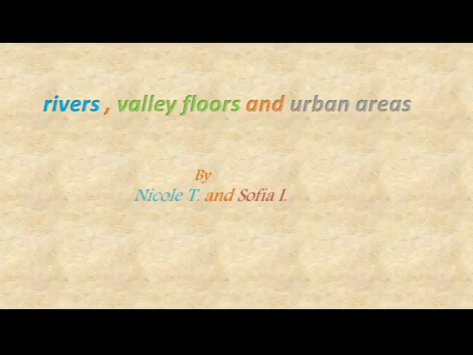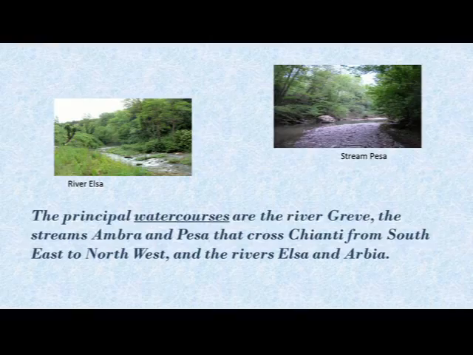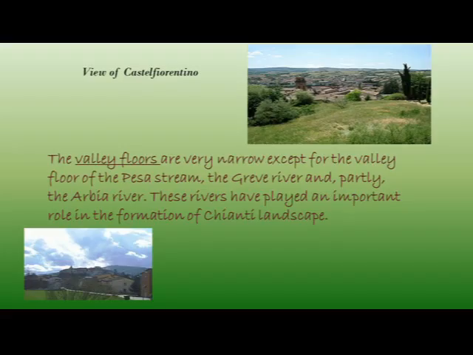Rivers, valley floors, and urban areas by Nicole and Sofia. The principal watercourses are the River Greve, the streams Ambra and Pesa that cross Chianti from southeast to northwest, and the rivers Elsa and Arbia. The valley floors are very narrow, except for the valley floor of the Pesa stream, the Greve River, and partly the Arbia River. These rivers have played an important role in the formation of the Chianti landscape.